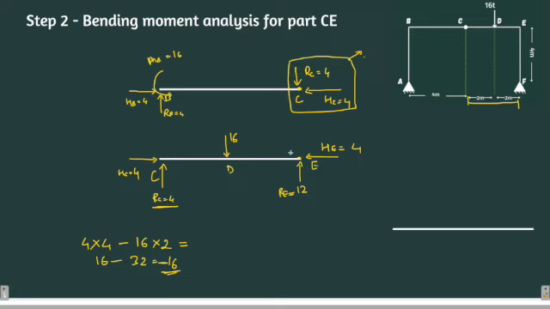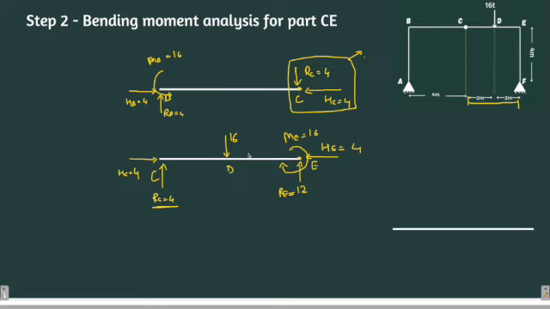So to counter that moment, there must be a clockwise moment acting at point E. So I'll draw a clockwise moment which will act at point E and must have the magnitude of 16 units. Now this portion is done. Let's draw the bending moment diagram.